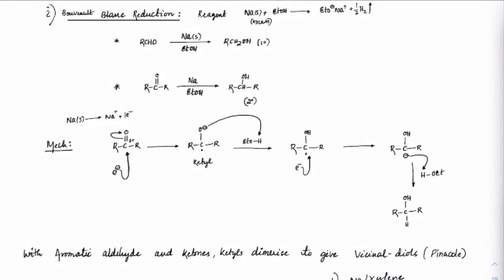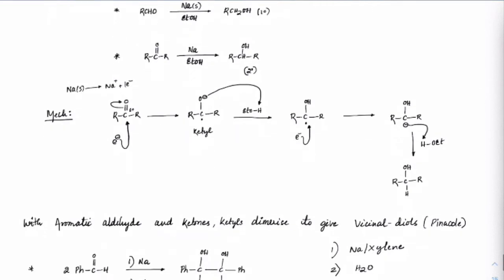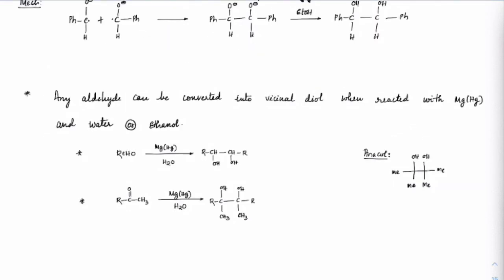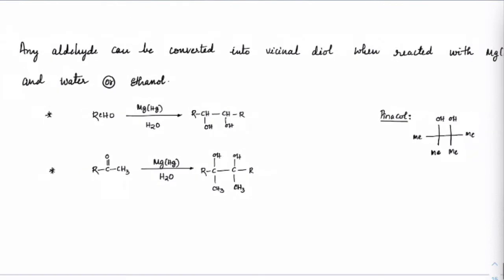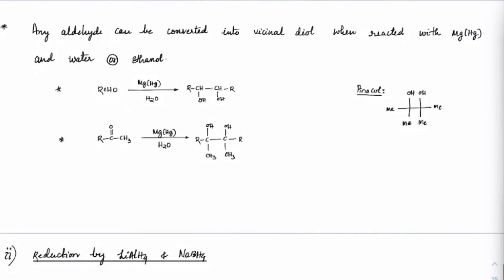If it is done with a benzene group, it is called benzoin condensation. What we have done right now is like benzoin condensation. Now a similar reaction can be obtained by magnesium mercury, amalgamated magnesium, and adding water or ethanol. Okay, so you can see the same reaction here, just make a note of that. So RCHO, amalgamated magnesium and then water, you would also get these diols.